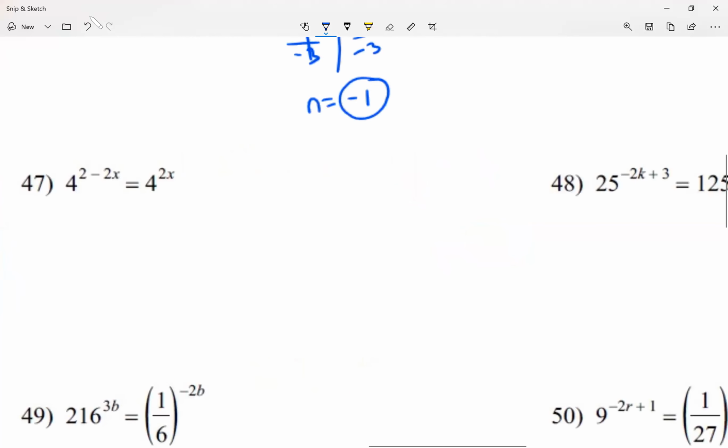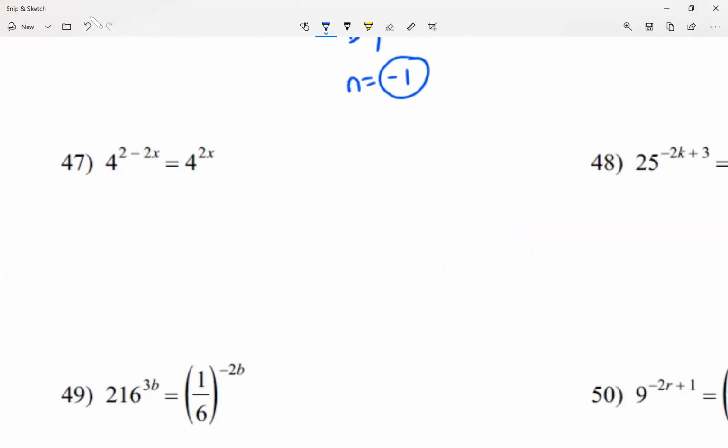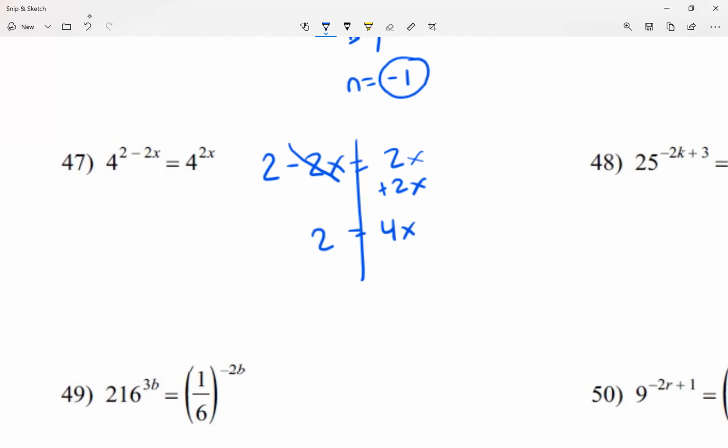Looking at number 47. The bases are the same, so that's great. Now I'm just going to let the exponents equal each other. So I'm going to go 2 minus 2x is equal to 2x. All right, I see letters on both sides. There's a negative 2x on the left and a positive 2x on the right. I want the letters to be together, so I'm going to move one of them. The negative 2x, I'm going to move to the other side as a positive 2x. Instead of minus, I'm going plus. Got to switch the sign. So on the left side, I have 2 equals 4x, because 2x plus 2x is 4x.